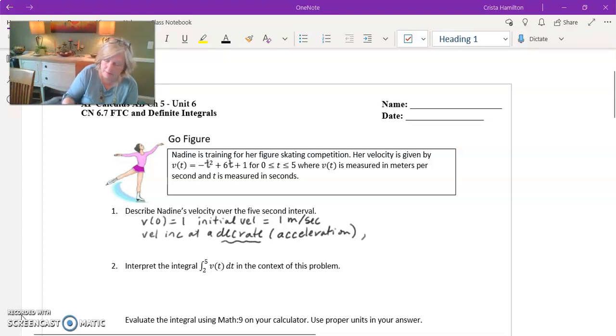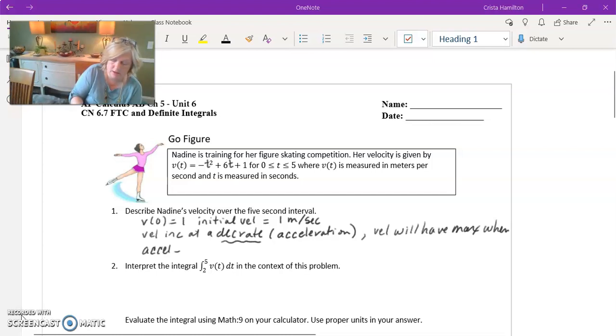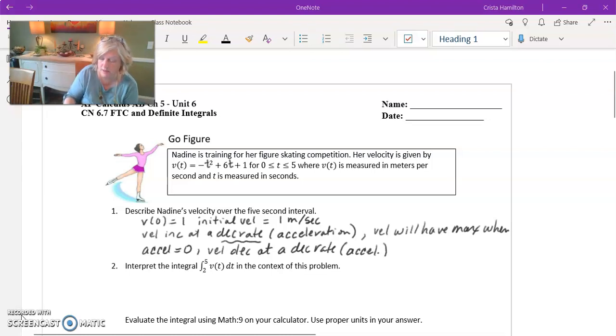At some point, the velocity will have a max, and that max will occur when your acceleration is equal to 0. Okay, so that would give us a nice peak of it. And I will finish out with velocity then decreasing, still at a decreasing rate, which again, we're talking about the acceleration is decreasing. The acceleration is negative in this part and decreasing, whereas up here, the acceleration is positive because acceleration is the slope of the lines. So that kind of gives us an idea of what's happening for her velocity.